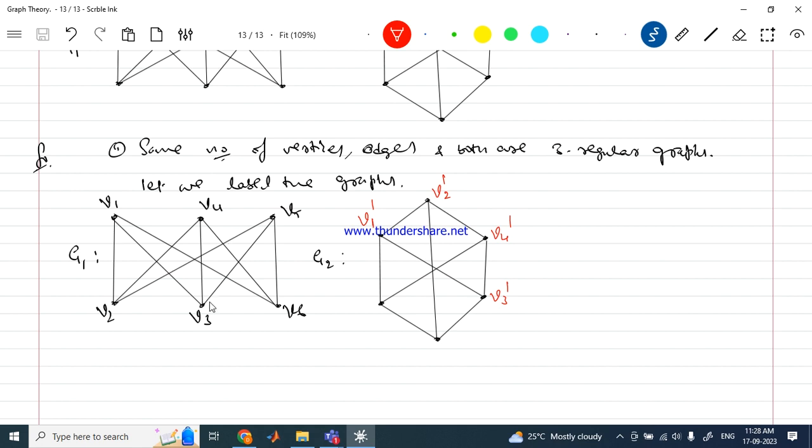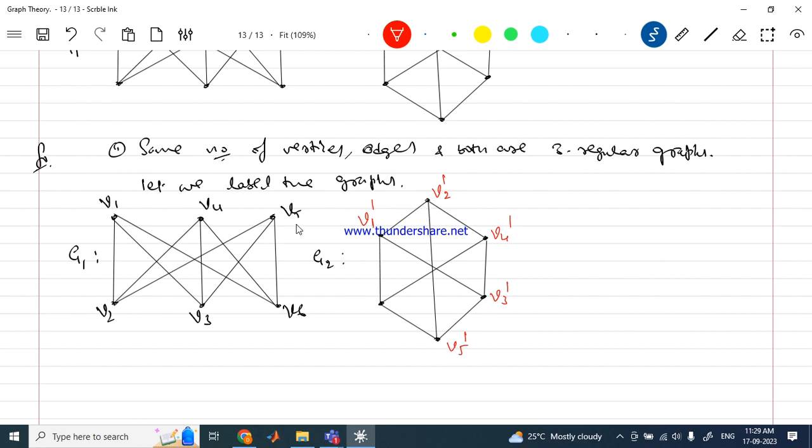And V3 dash, V3 goes to what? V5. So V3 is adjacent to V5, right? V5 dash. Is that fine? So V5 is adjacent to V3 and V2. V5 is adjacent to V3 and V2. Yes, even that part is taken care of.